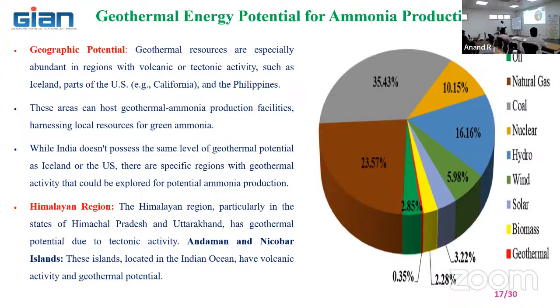This shows the distribution of different renewable energy sources compared with the conventional ones. We can see that natural gas and coal still dominate power generation. Coal is almost 35.43 and natural gas is about 23.57. So almost 60% of the total power throughout the world comes through conventional sources, particularly coal and oil. The remaining 40% we are exploring through renewable systems.